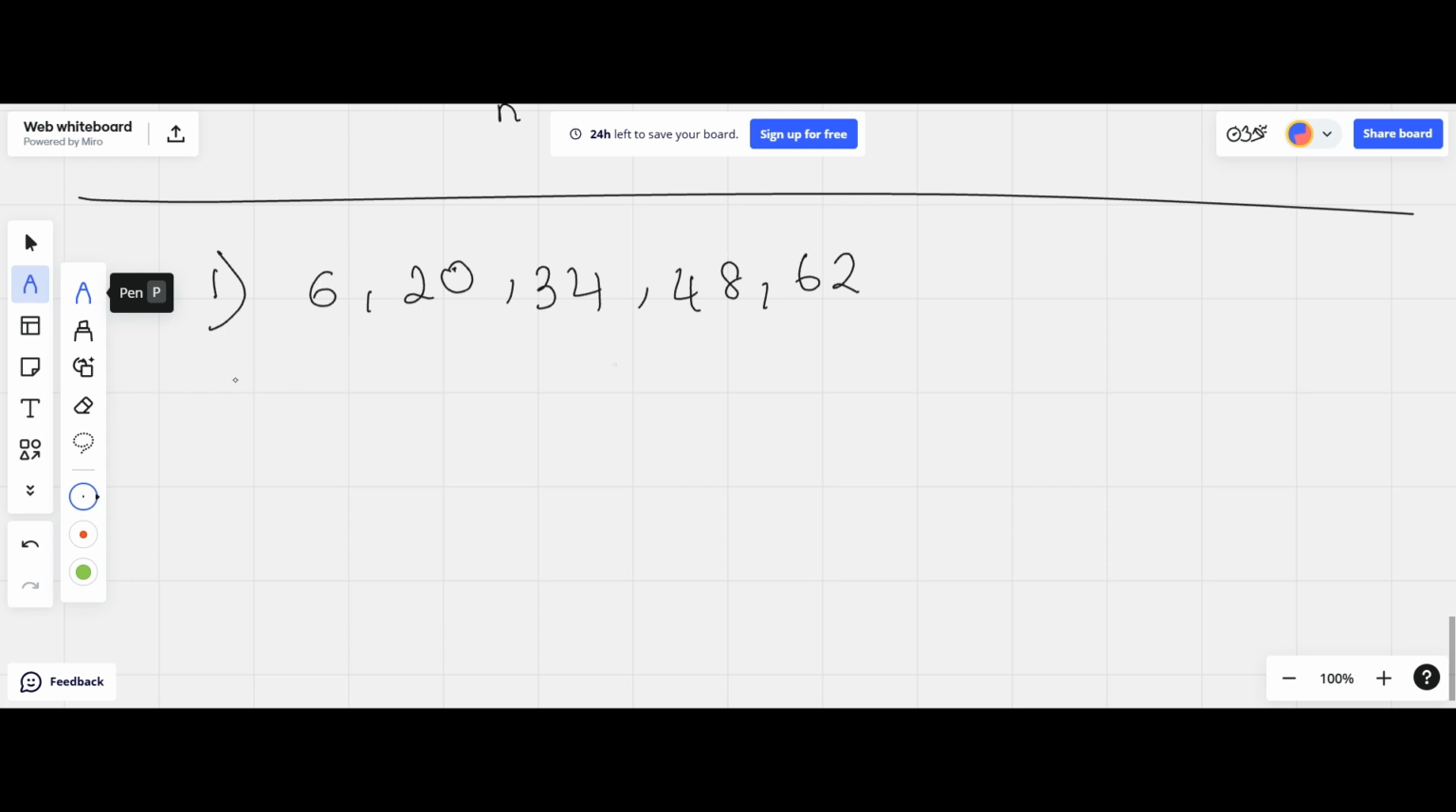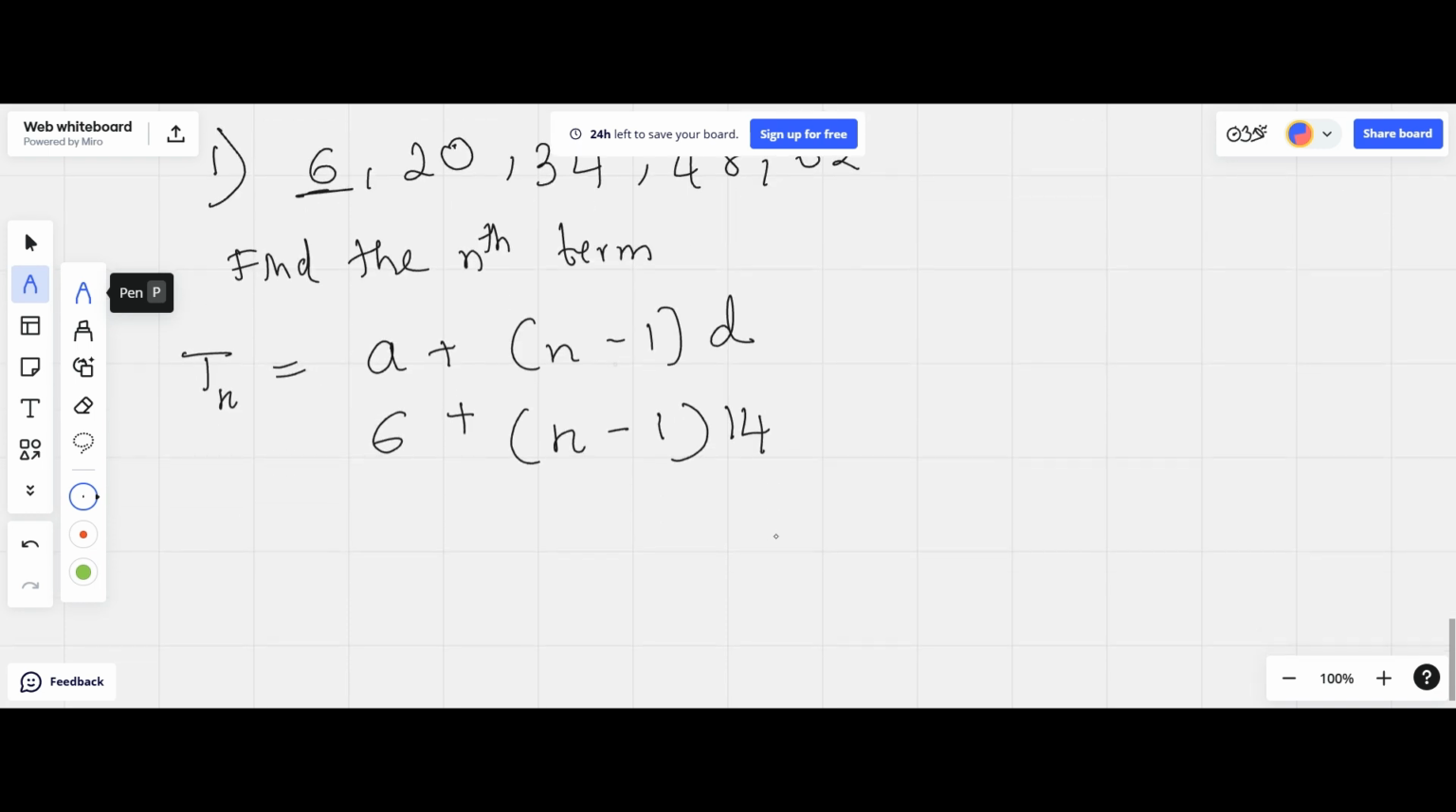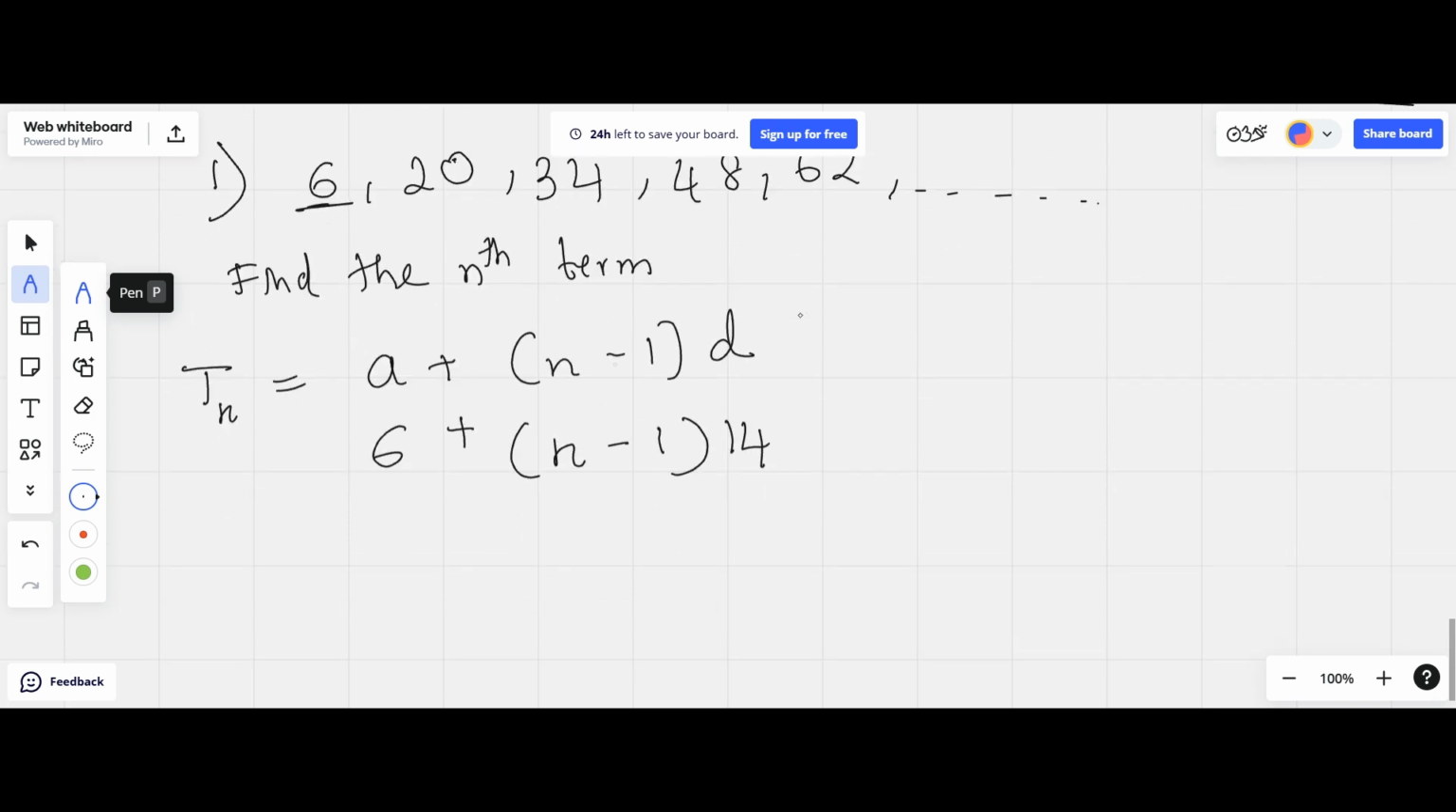The question is find the nth term of this arithmetic sequence. So they are asking to find the nth term. So Tn is equal to what? a plus n minus 1 into d. What is a? The first number is 6, plus n minus 1 into d. What is d? The difference is 14. So let's say this sequence goes on like this.